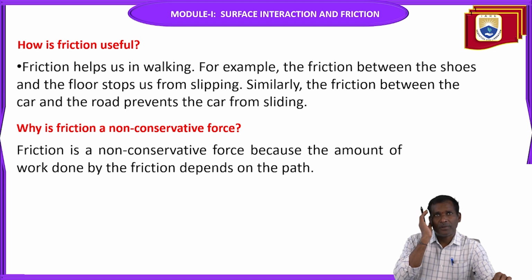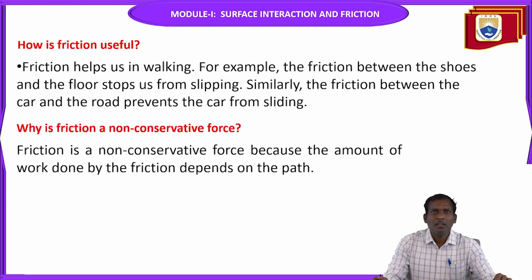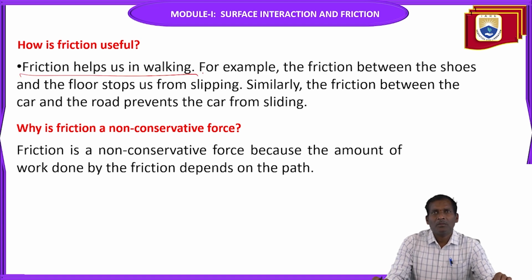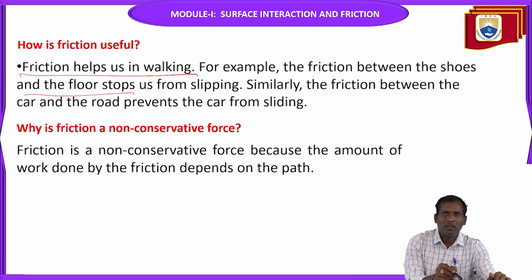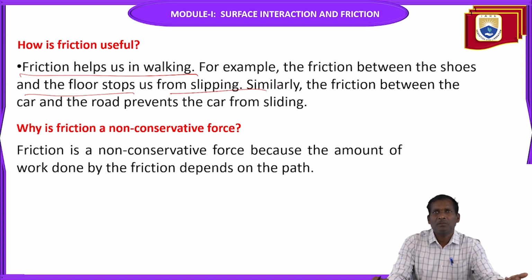Next one: how is friction useful? Friction helps us in walking. For example, the friction between the shoes and the floor stops us from slipping. Otherwise we would slip. Similarly, the friction between the car and the road prevents the car from sliding. Otherwise you can't walk.